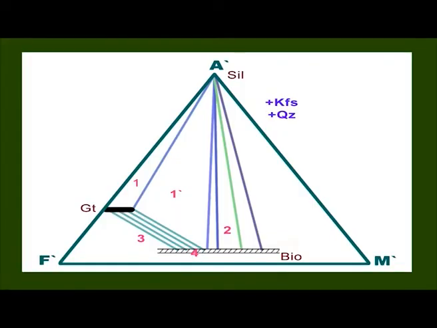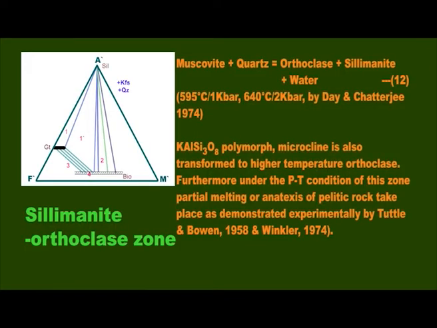In this zone, muscovite, which was present throughout the range of metamorphic phases from greenschist to the sillimanite-muscovite zone of amphibolite phases, now becomes unstable. It is with the breakdown of muscovite that the sillimanite-orthoclase zone begins. The following reaction takes place: muscovite plus quartz gives rise to orthoclase plus sillimanite plus water, reaction number 12.